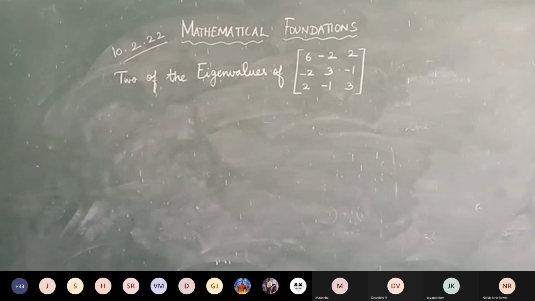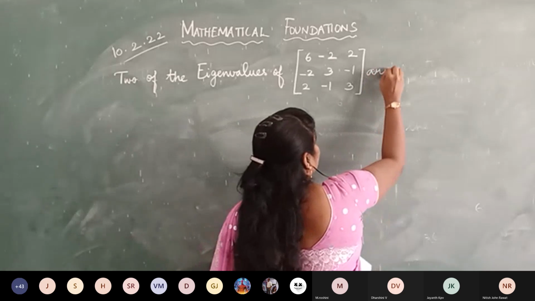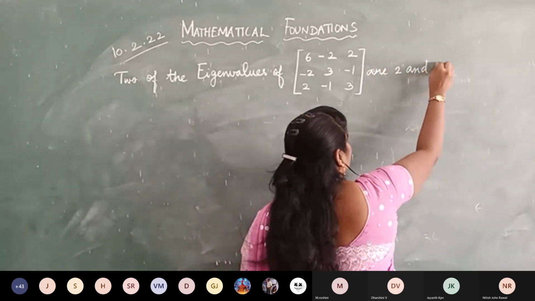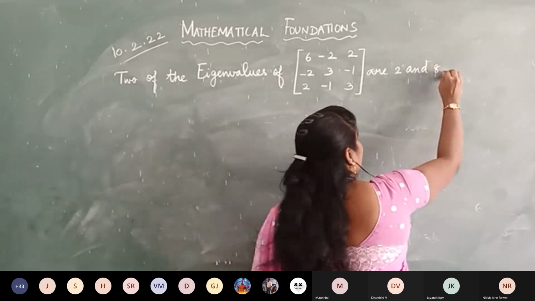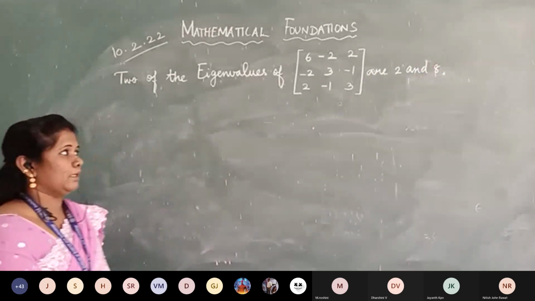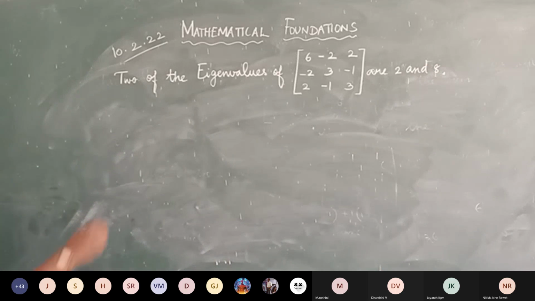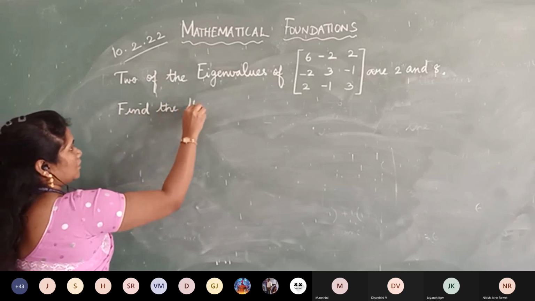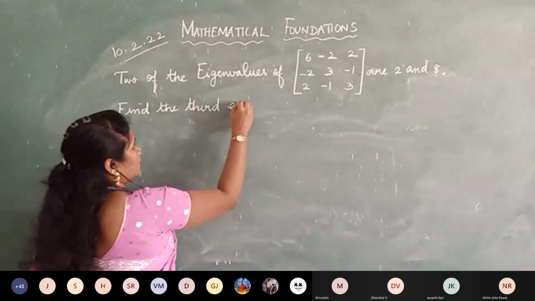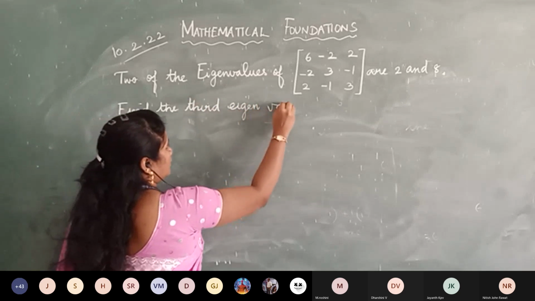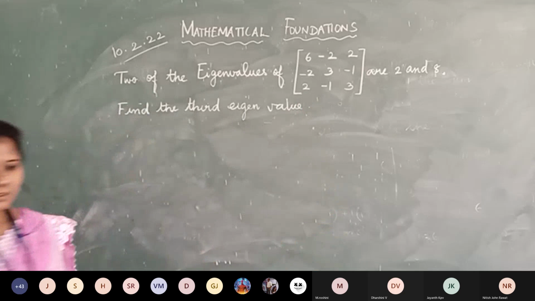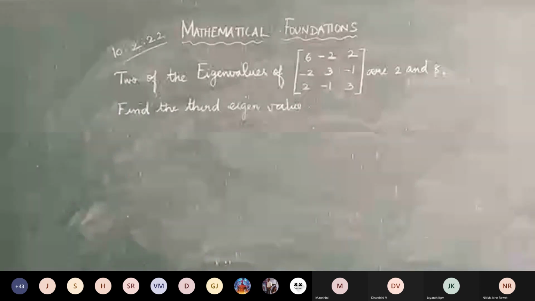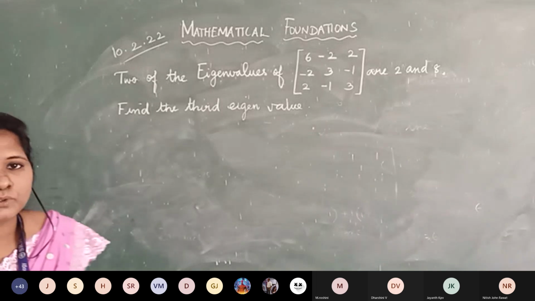So two of the eigenvalues of this matrix are 2 and 8. They have already given the eigenvalues, 2 and 8. So two eigenvalues are given. You have to find the third eigenvalue. Tell me how you can do this.